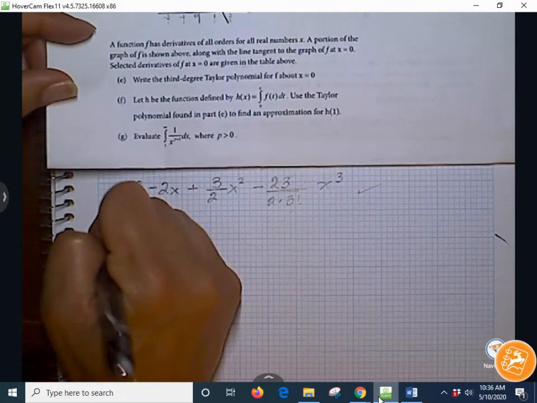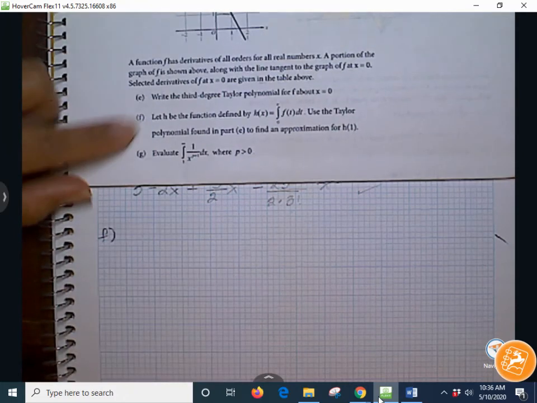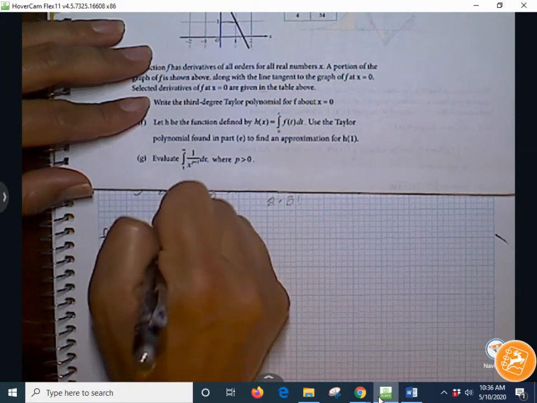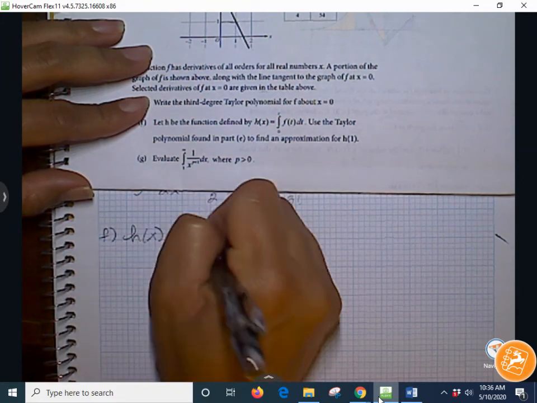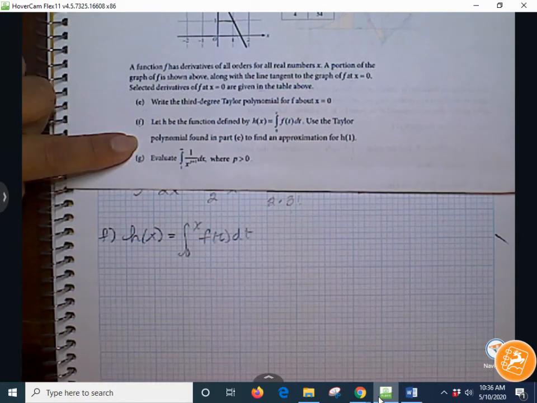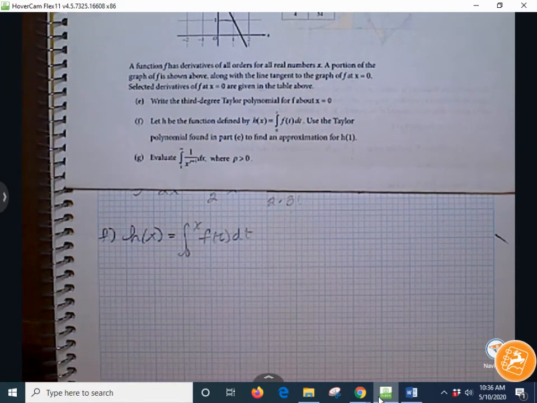Okay, so now part F. Let h be the function defined by h of x equals the integral from 0 to x of f of t dt. Use the Taylor polynomial found in part E to find an approximation for h of 1. Okay.